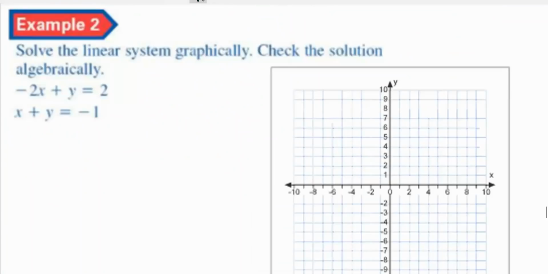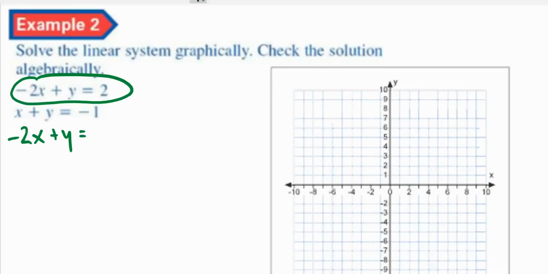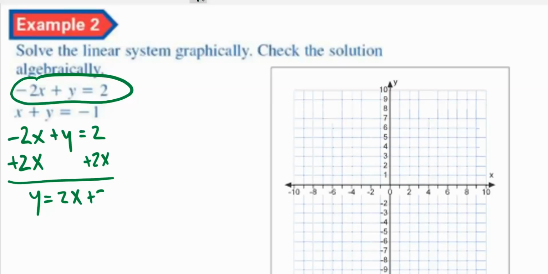So let's call this one our green equation. Negative 2x plus y equals 2. Can we graph that very easily? Well, yeah, we can, but we can also do one step and put it in slope-intercept form. And hopefully we're all good at doing that. So we've got a y-intercept of 2 and a slope of 2.